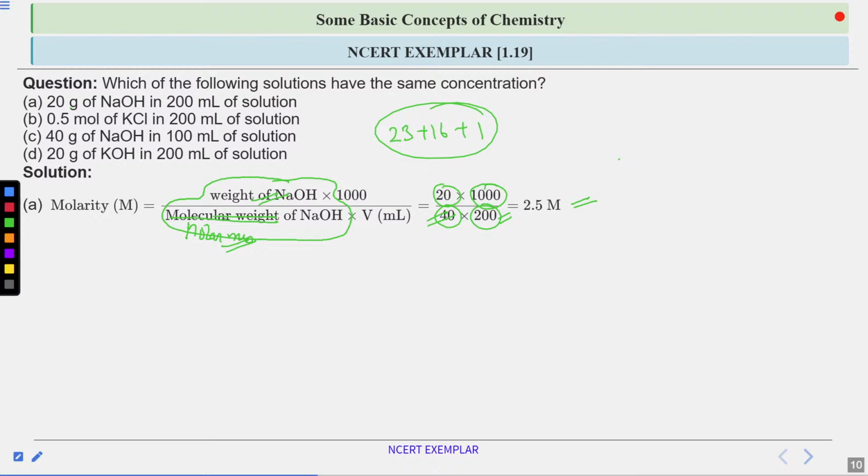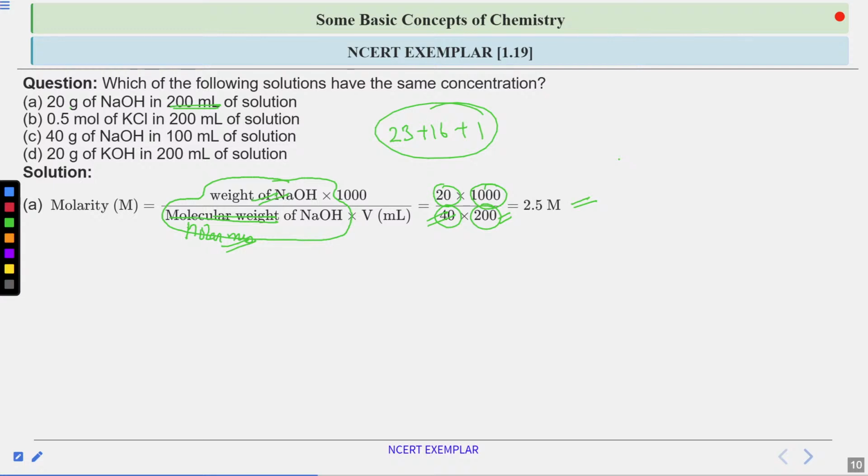Now put these values here. The volume is given as 200 ml. If you look at the definition of molarity, it says the number of moles per liter of the solution. So we have to convert this milliliter into liter. Yes, since the volume is given, molarity is the only option that we can go for. If you do this calculation, it is 2.5 M.